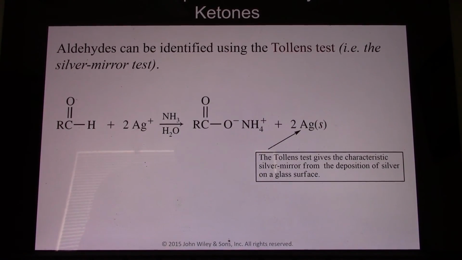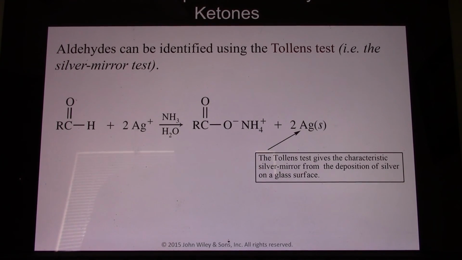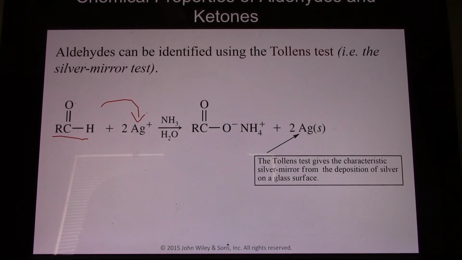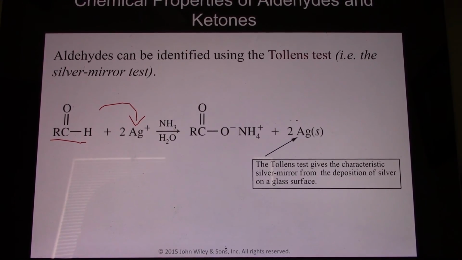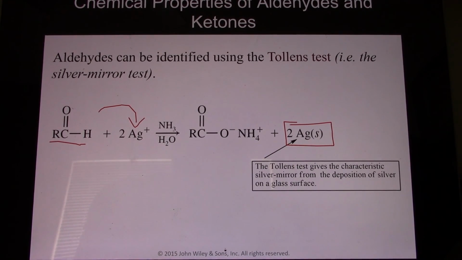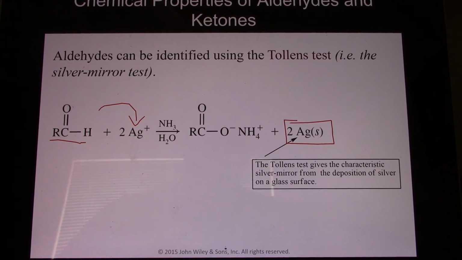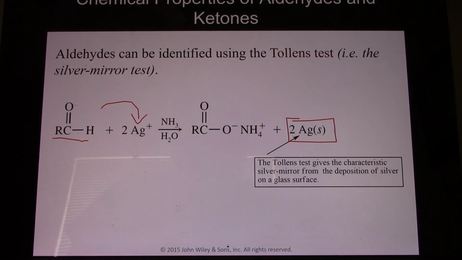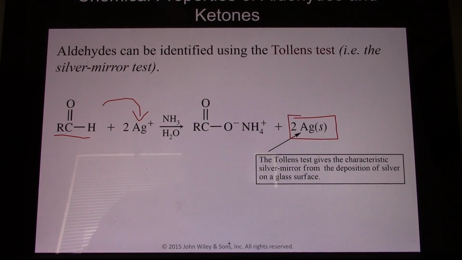This is one of the tests, the Tollens test, to test for the presence of an aldehyde. If an aldehyde is present, it will reduce silver from silver plus to metallic silver, and then this will coat the glass beaker with a mirror finish. So you'll see a deposition of silver on a glass surface, making it a mirror, and that is proof of the presence of aldehydes. They call it the silver mirror test because it makes your beaker into a silver mirror as the silver precipitates onto the glass.